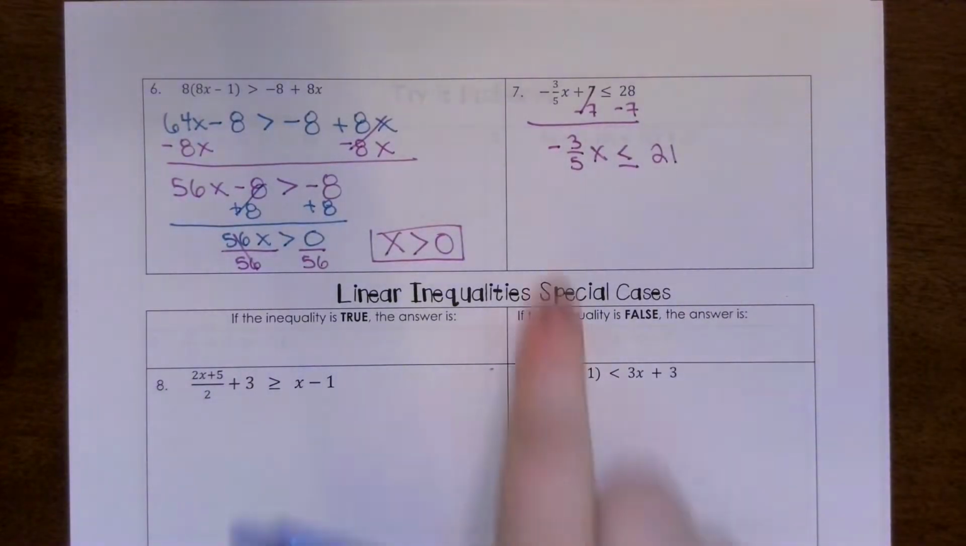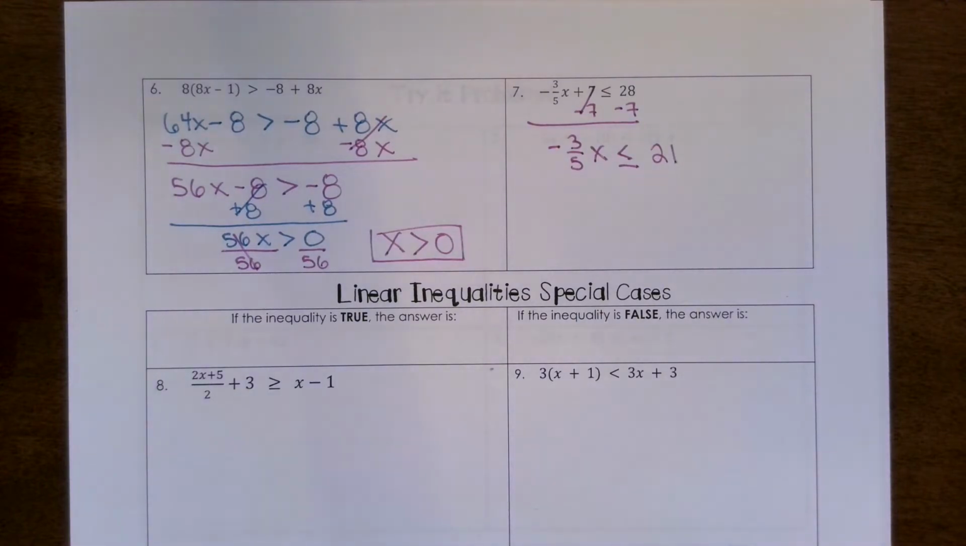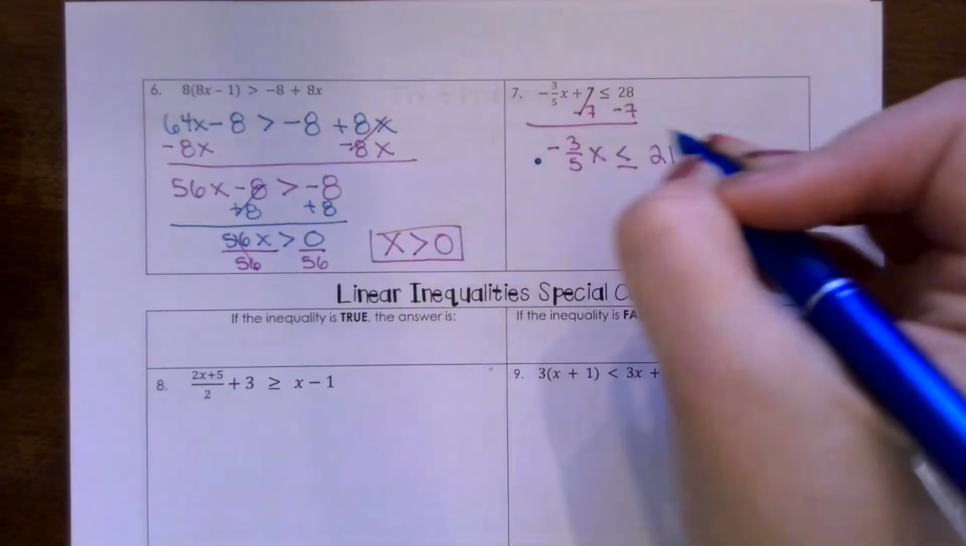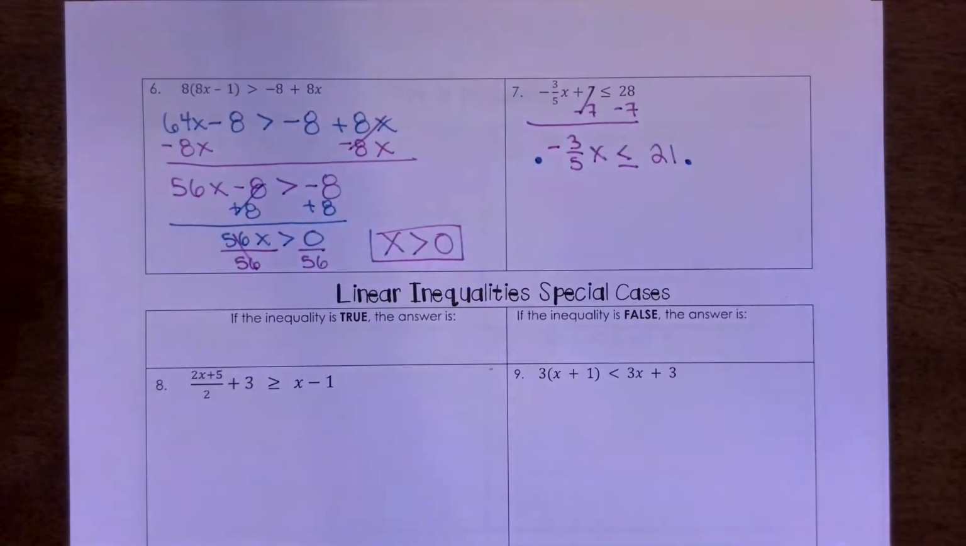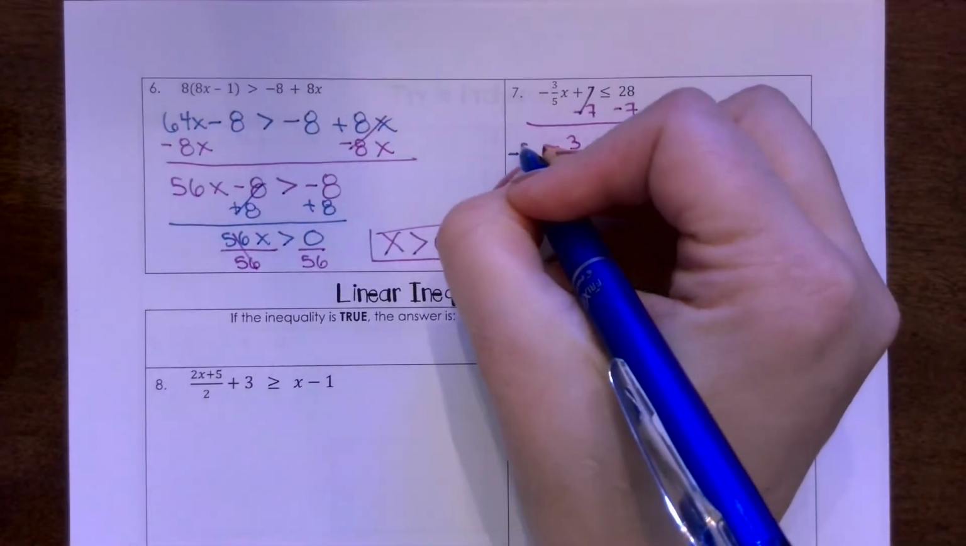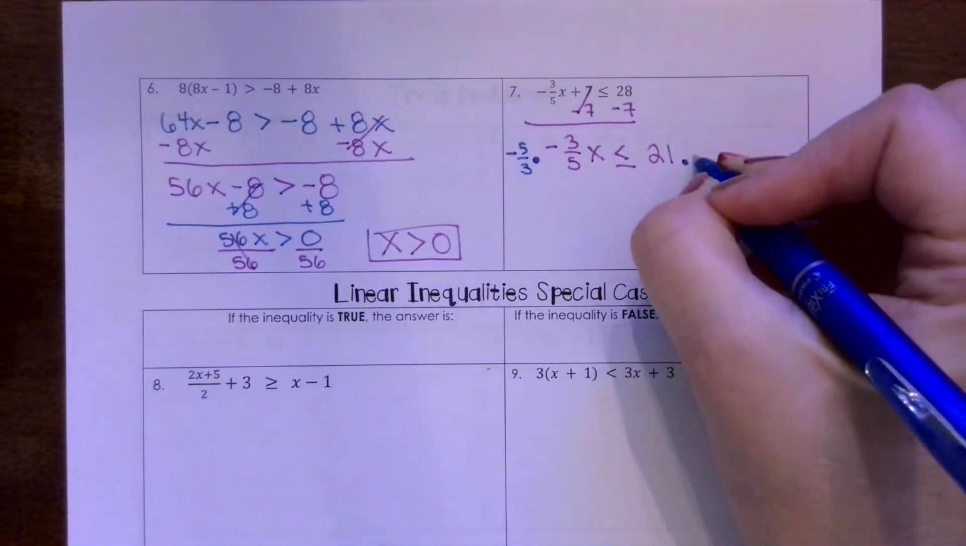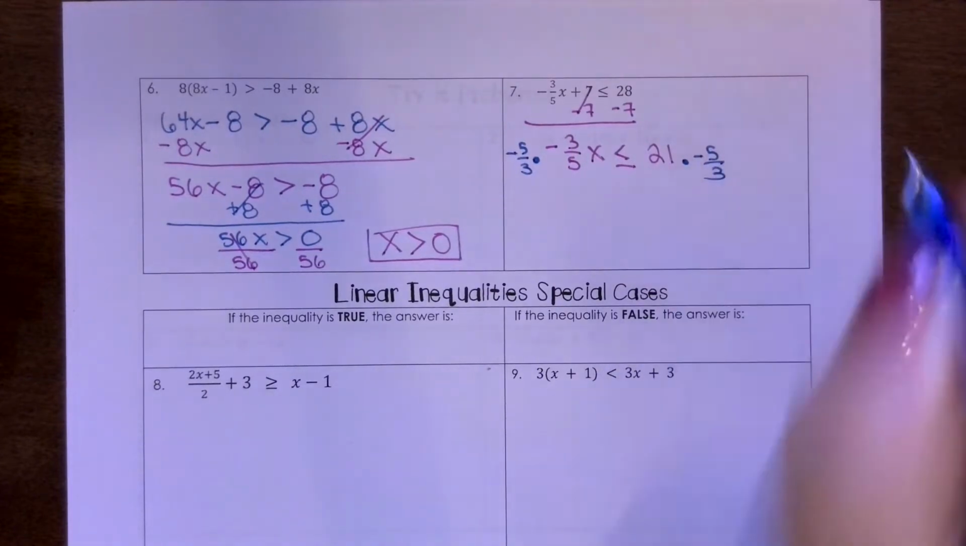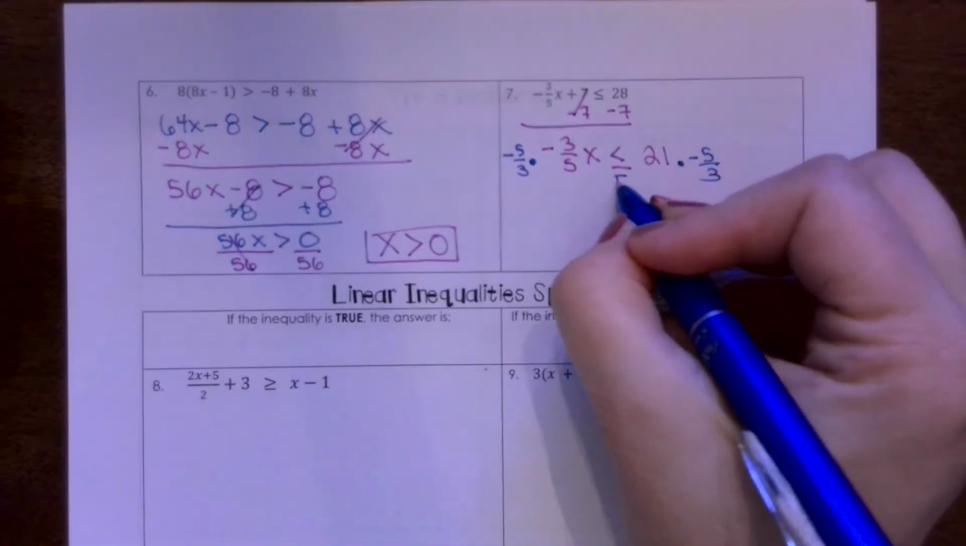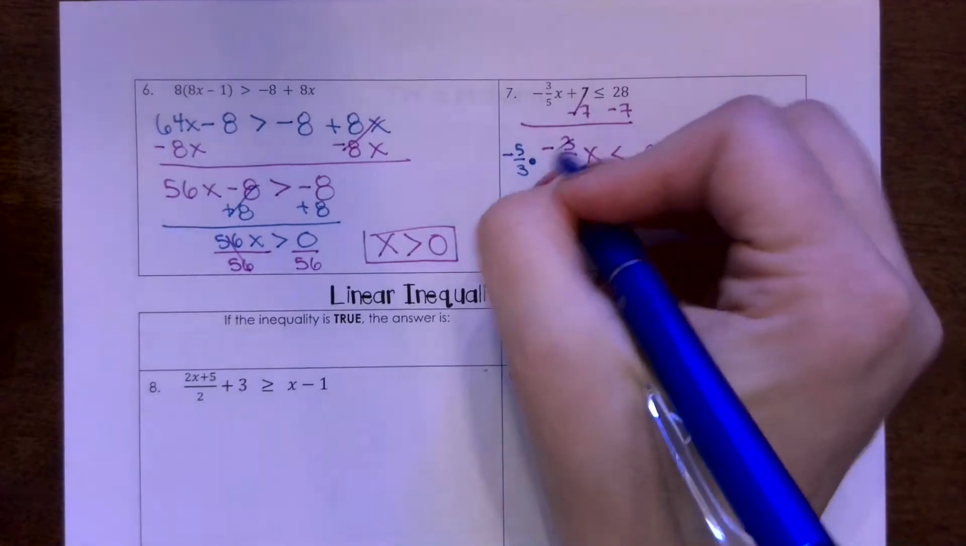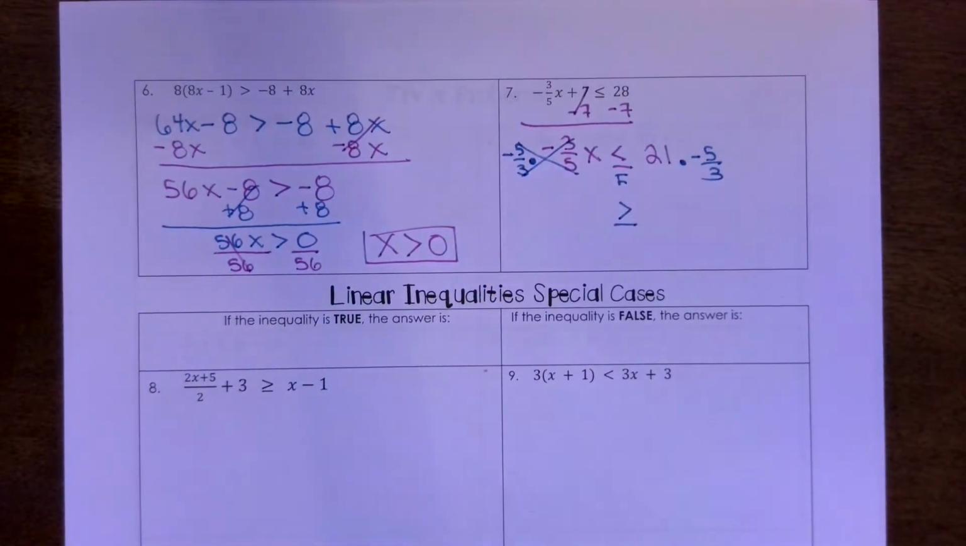Now, in this case, I have a fractional coefficient, and I know using the inverse property of multiplication that if I multiply any fraction by its reciprocal, it equals 1. So I'm going to multiply both sides by the reciprocal of negative 3/5. And as I say that, I'm realizing I'm multiplying both sides by a negative number. That means the sign is going to flip. This will cancel out to a 1x, so x is now alone.